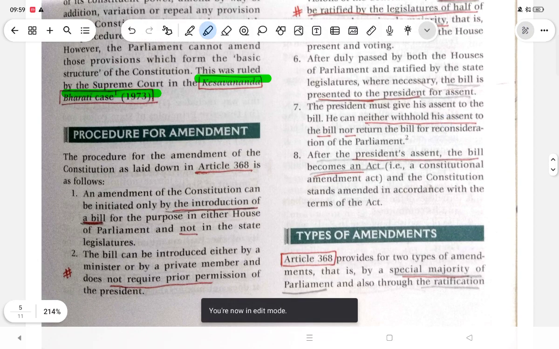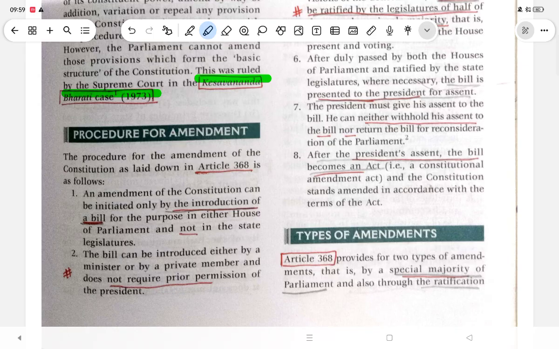The procedure for the amendment. The procedure for amendment of the Constitution laid down in Article 368 is as follows. First, an amendment of the Constitution can be initiated only by the introduction of a bill for the purpose in either house of Parliament and not in the state legislature. Second, the bill can be introduced either by a minister or by a private member and does not require the prior permission of the President.